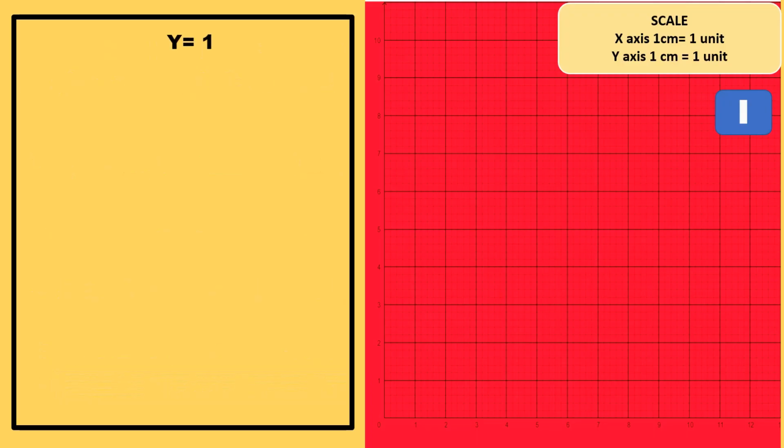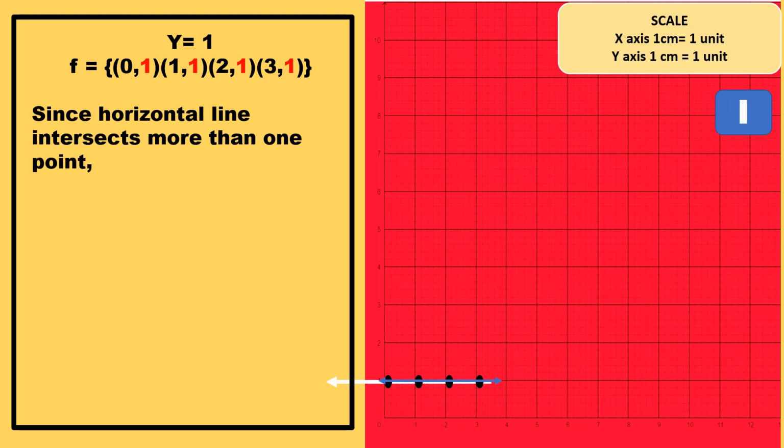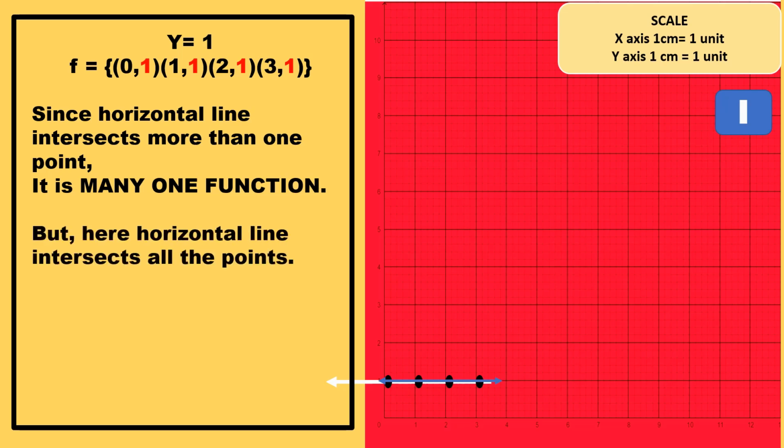We know that y is equal to 1 is a function from the previous slide. Let's check whether this function is one-one or many-one using the horizontal line test. Since the horizontal line intersects more than one point, it is a many-one function. But here the horizontal line intersects all the points, that is the speciality.